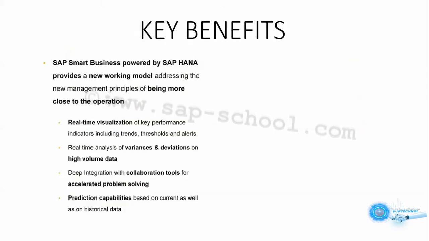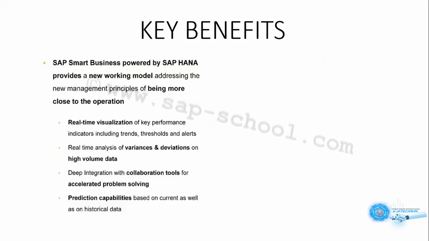The key benefits of SAP Smart Business powered by SAP HANA are: it provides a new working model addressing the new management principles of being closer to the operation. It provides real-time visualization of the key performance indicators, including trends, thresholds, and alerts. It provides real-time analysis of variances and deviations on high-volume data. Then deep integration with collaboration tools for accelerated problem solving. Then it has prediction capabilities based on the current as well as on the historical data.